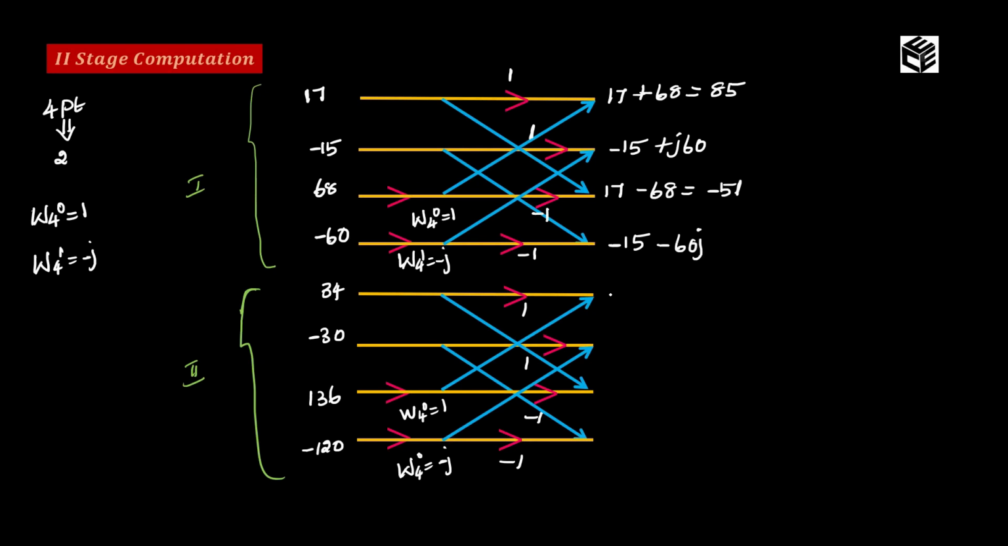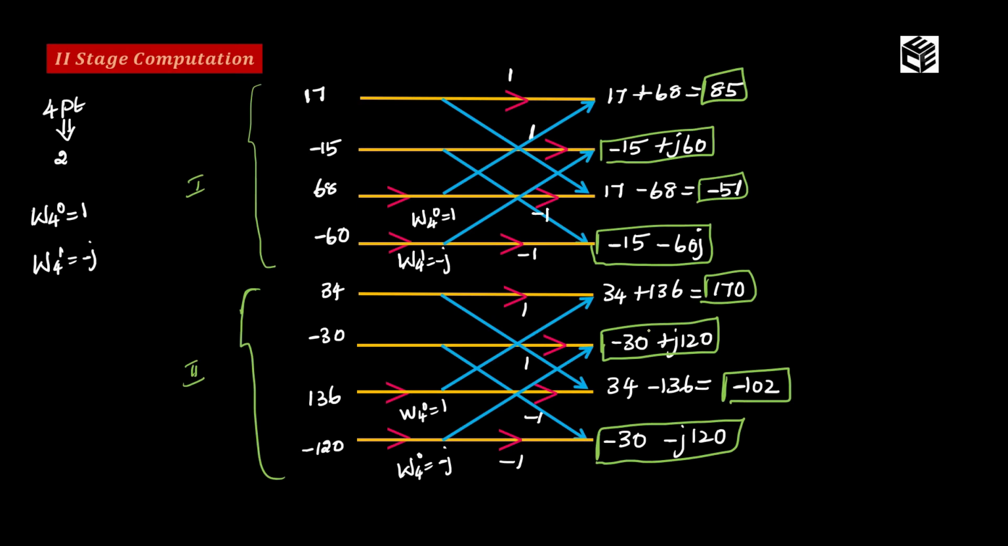Okay, and here 34 plus 136. This is equal to 170. And here minus 30, this value is minus 120 into minus j. So plus j 120. Okay, and here 34, here it is 136 into 1 into minus 1. So that is minus 136, which is equal to minus 102. And here it is minus 30, minus 120 into minus j into minus 1 is minus j 120. Okay. All these are my output values of second stage. Now I will take this output as input to the third stage.